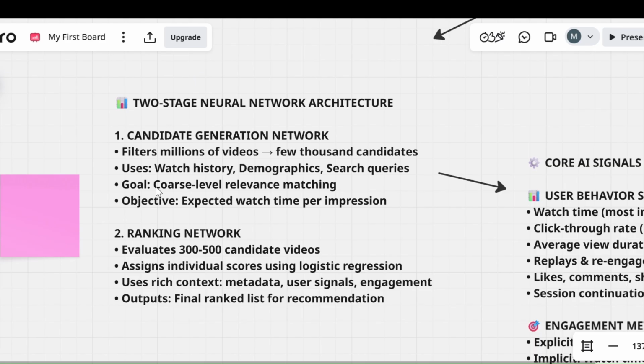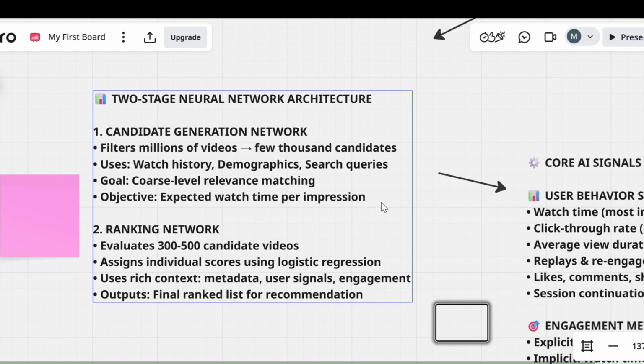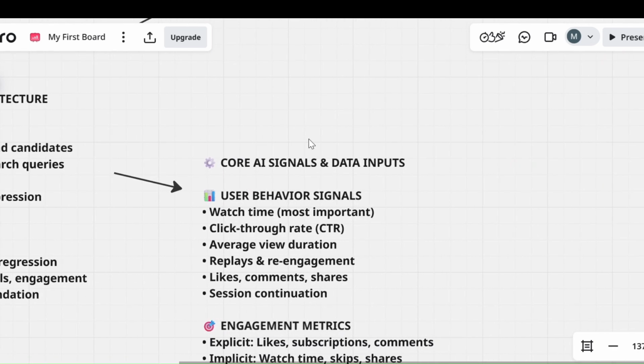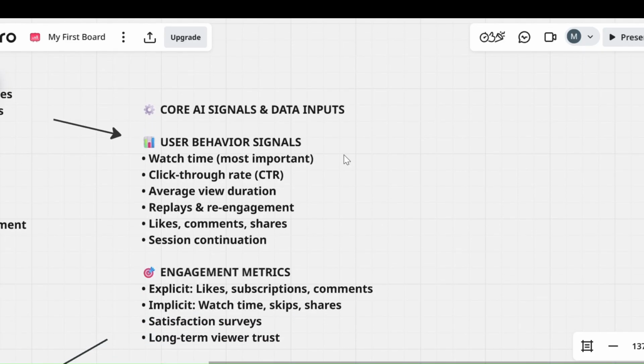And next, people are thinking about it: the new AI algorithm is completely different from the normal algorithm. I started a YouTube channel and uploaded my second video, but the AI always gave my videos more impressions. I understand these two things: the two-stage network architecture and the core signals and data inputs.